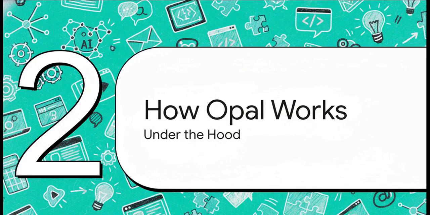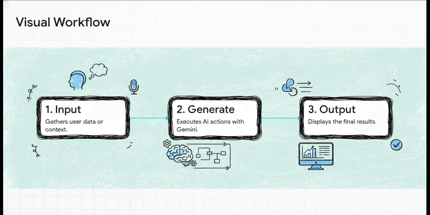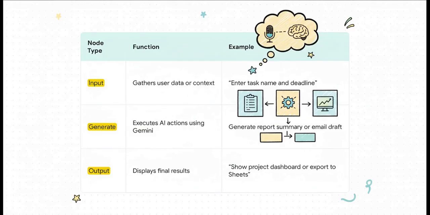So, the big question, how does this all actually work? Honestly, the best way to think about it is like building with digital Lego bricks, but instead of you snapping them together, you're just telling an AI assistant what you want to build, and it does the work for you. It's actually really simple. No matter what kind of app you're making, it all boils down to this basic 3-step flow. You give it an input, the AI does its thing to generate something, and then you get your final output. That's it.